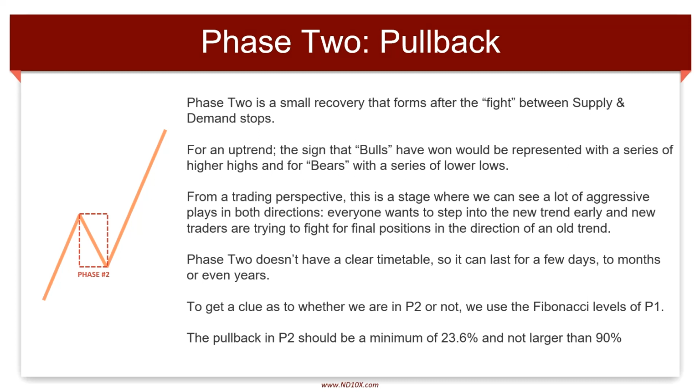To get a clue as to whether we are in phase 2 or not, we use the Fibonacci levels of phase 1. The pullback in phase 2 should be a minimum of 23.6% and not larger than 90%.